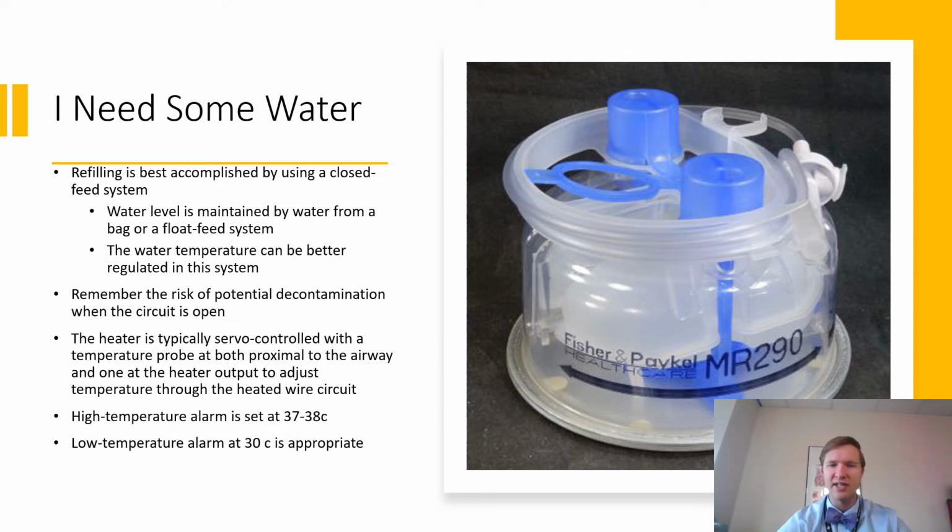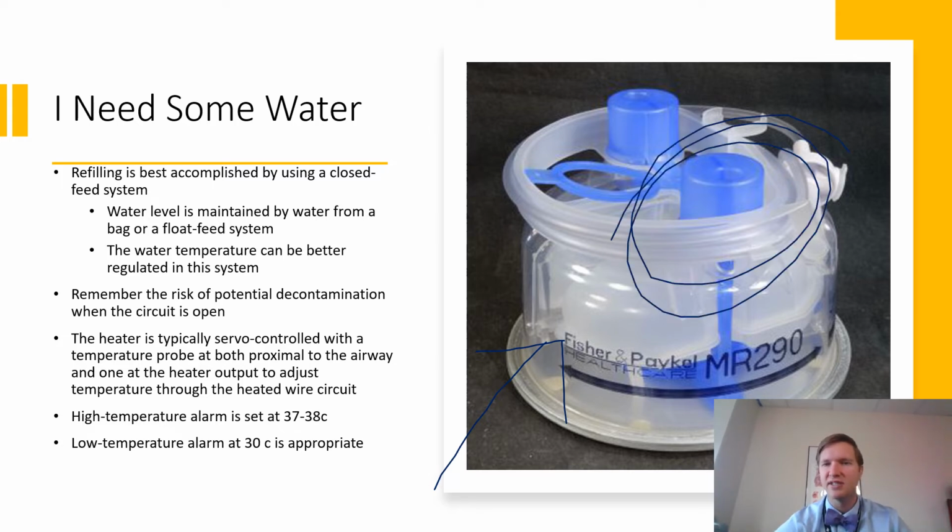So water level is maintained in an auto feedback system from a bag or a float feed system, right, that we talked about already. And here you can see the float in the picture, right there. Right, there's that little float in there. And then this whole circuit up here, that is what will spike into a bag. So this is just using the Fisher-Paykel system. It spikes into a bag, and then the bag will automatically empty when that float moves. It'll allow for more water to go into that chamber.